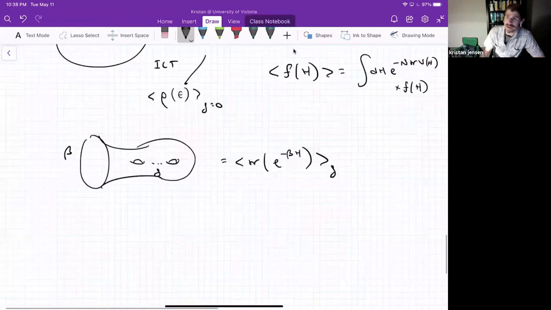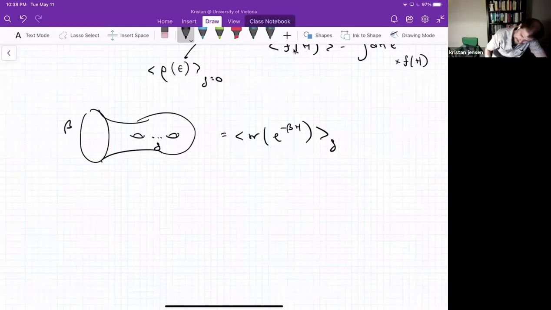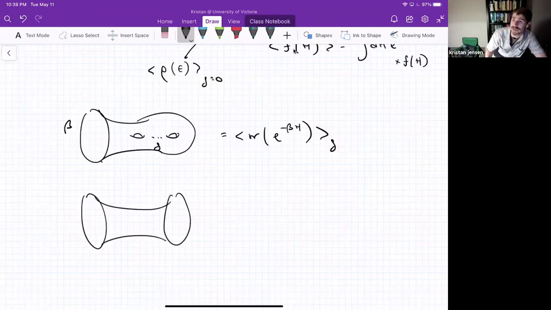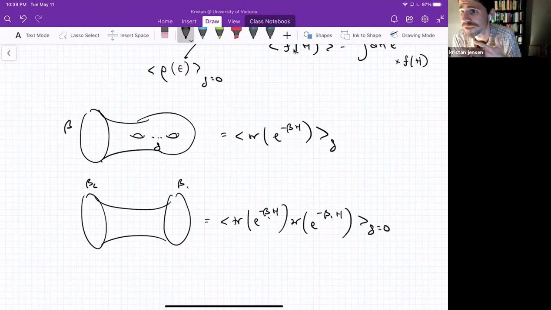Of course, there's more, because in JT, you can consider the 2-boundary problem, or the 3-boundary problem, or the 4-boundary problem. And if you consider 2 boundaries, just for simplicity, say with nothing else in between, just a hyperbolic cylinder, well, this is the genus 0 approximation to the second moment of trace e to the minus beta H. Where, since you have 2 factors of trace e to the minus beta H, there are 2 betas, and those 2 betas are the sizes of the 2 boundary circles.